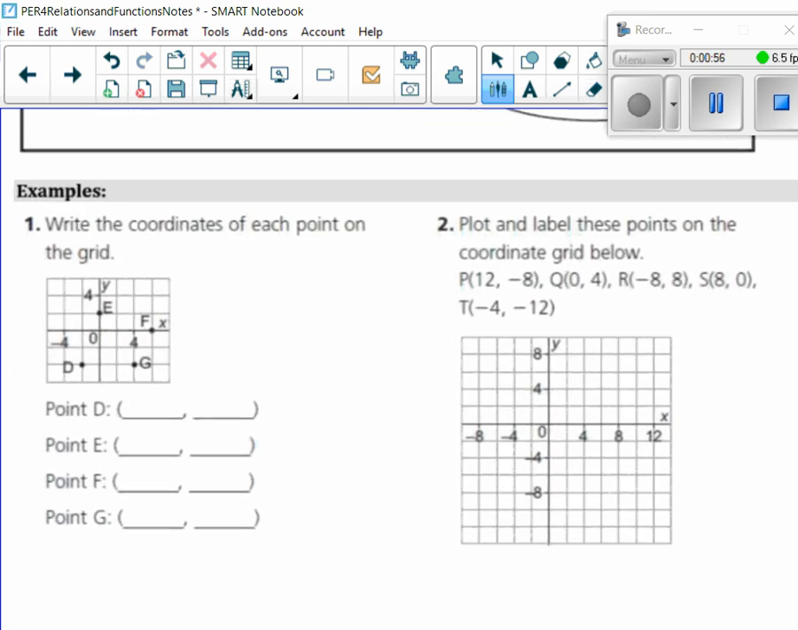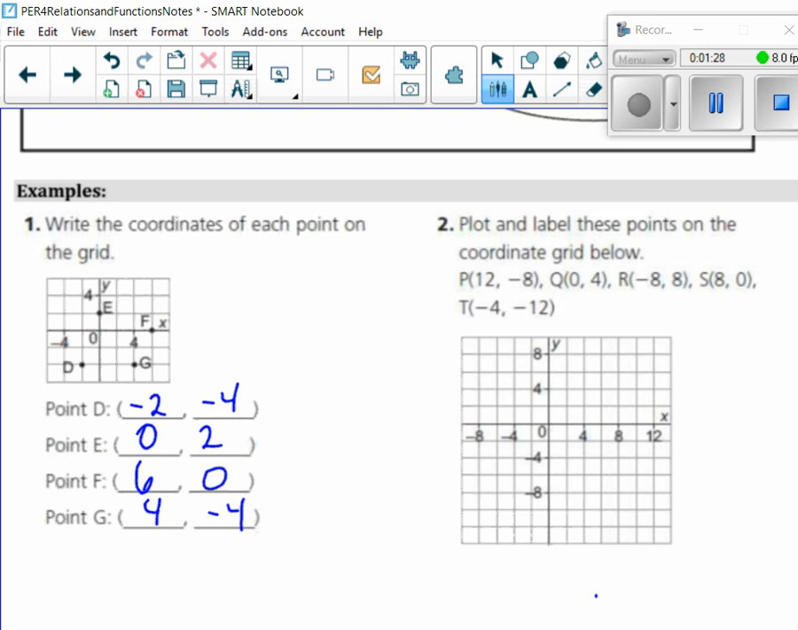Okay, so why don't you try the following examples just to refresh your memory. I'll give you a second to complete it. Okay, what is point D? Who can tell me the coordinates? -2, what? -4. Point E? 0, 2. F? 6, 0. G? 4, -4. Very good.